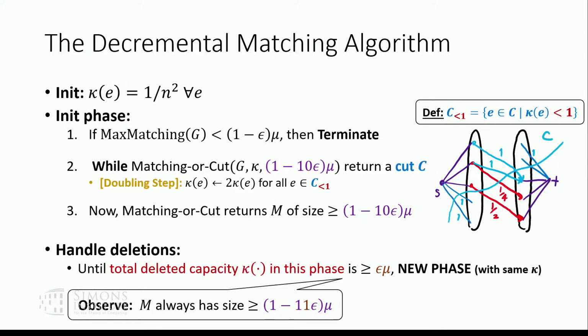And what does a new phase mean? It just means that after this amount of capacity was deleted, we again check: does the graph still have a large matching objectively with all capacities 1? If no, then we terminate. If it does still have a large matching, then you start again looking for a matching with the current capacity and doubling it if it's too small. The only key thing is that the capacity function kappa, you reuse the previous capacity function.